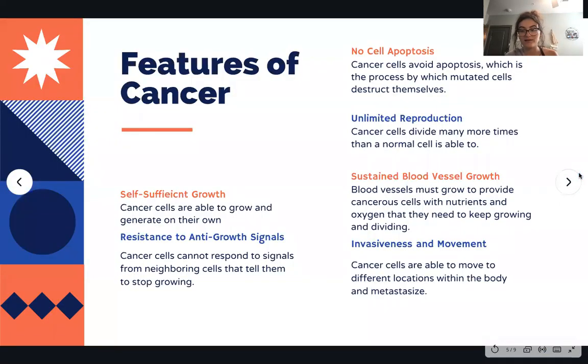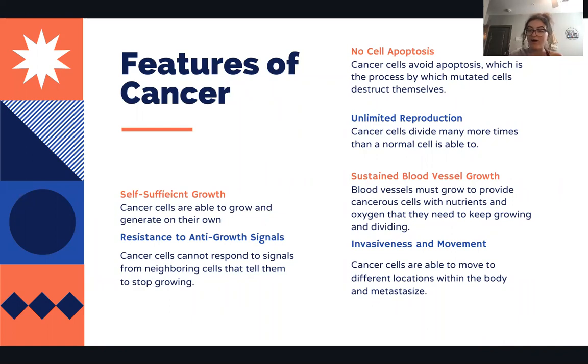So one thing that I liked about this article was that it mentioned 6 hallmark features of cancer, 6 things that make cancer cancer, and 6 things that distinguish cancer from other deadly diseases. So the first thing on the list is self-sufficient growth. Normal cells are able to grow and divide and multiply, but cancer cells are able to grow and generate on their own. They don't need other cells or cell signals to tell them to grow and reproduce. They can do this on their own, which is really problematic because the growth can become unchecked and then you have many cells with mutated DNA.